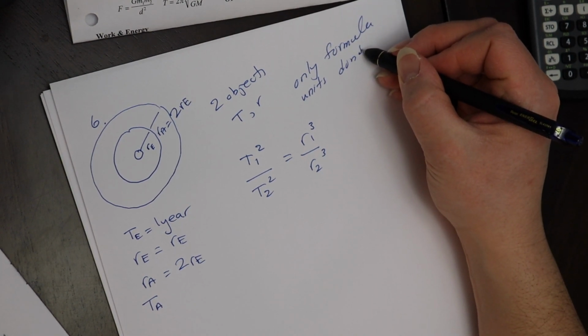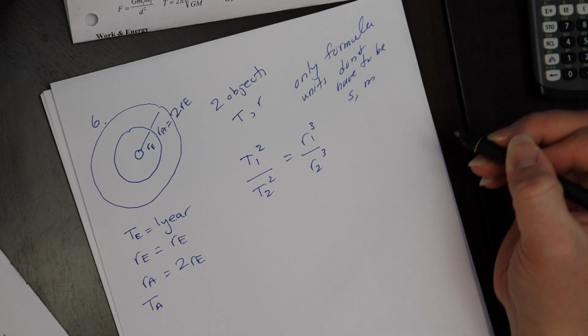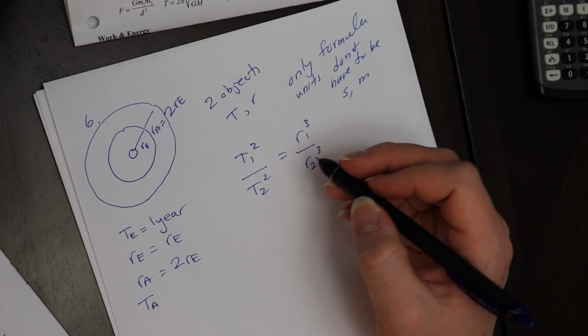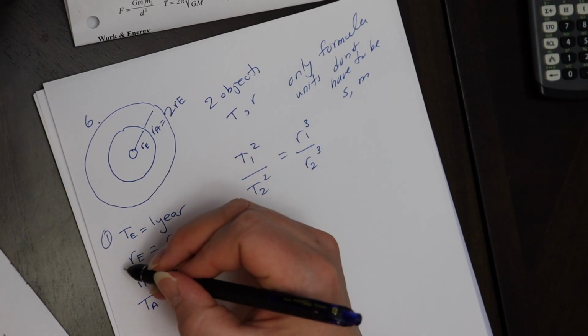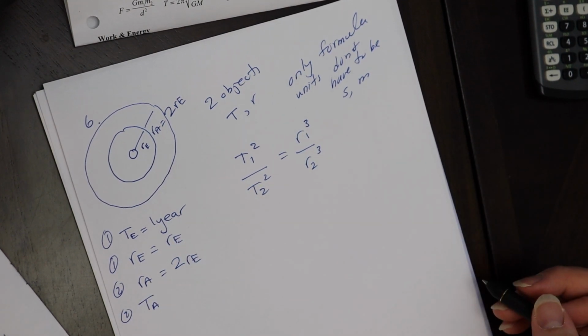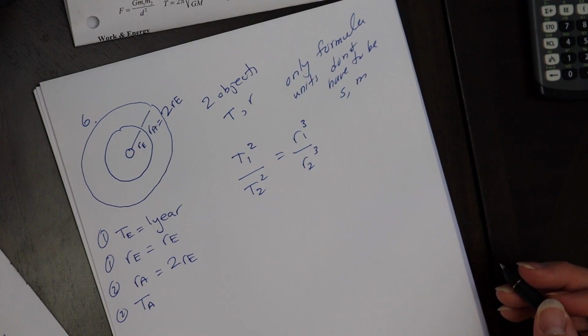So they do not have to be in seconds and meters, okay? As long as they're the same as each other. So T1, let's call Earth 1. So T1, R1, and this is going to be R2, T2. Let's see if we can do it without actually finding the Earth's radius, which we definitely could look up.